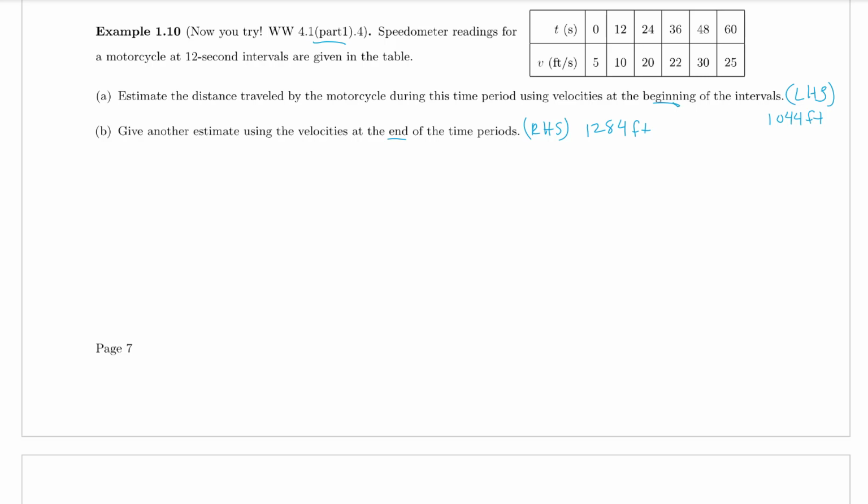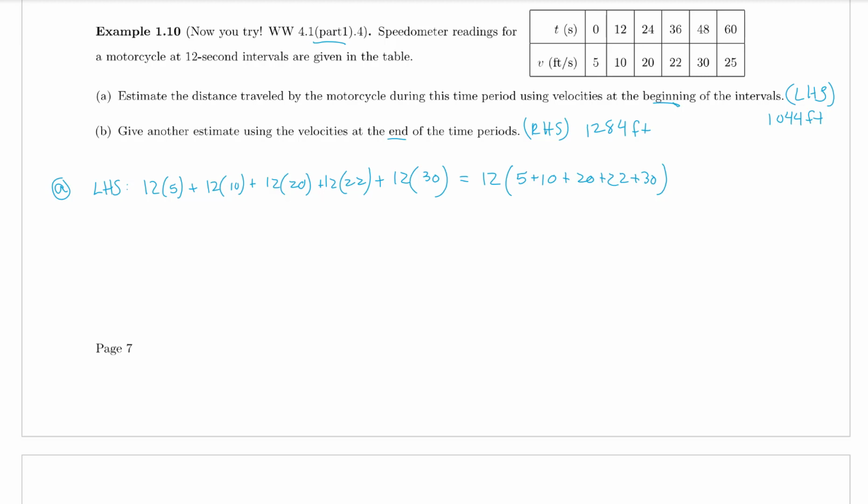Alright, let's take a look at a solution for these. For part A, you're finding the left-hand sum, and you would have done that by taking the interval, in this case the interval width is 12, and multiplying that by the left-hand endpoints for each one of the intervals. So 12 times 5, and 12 times 10, and 12 times 20, and 12 times 22, plus 12 times 30, and if you notice, we can undistribute a 12 here, and we end up with just our sequence of our endpoints. So we get 5 plus 10 plus 20 plus 22 plus 30.